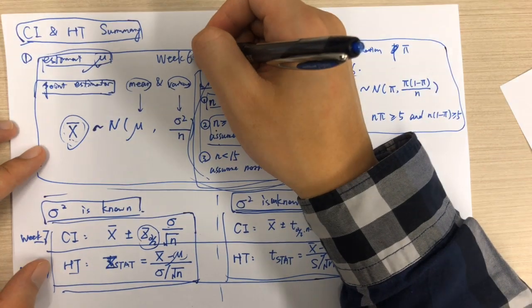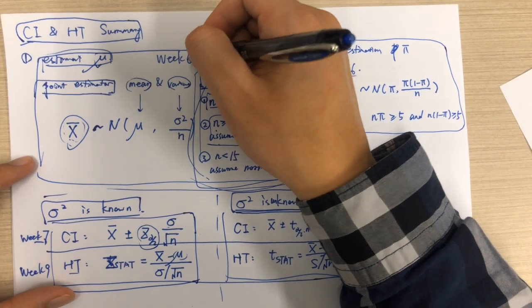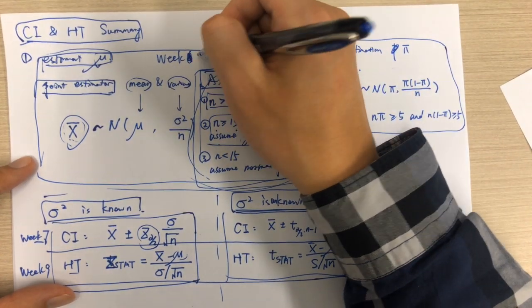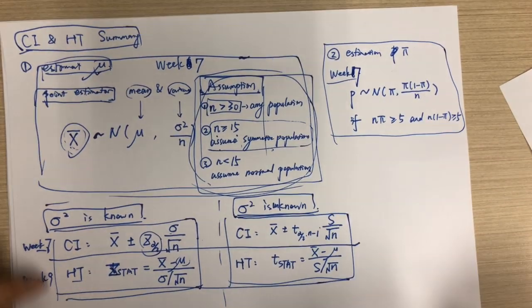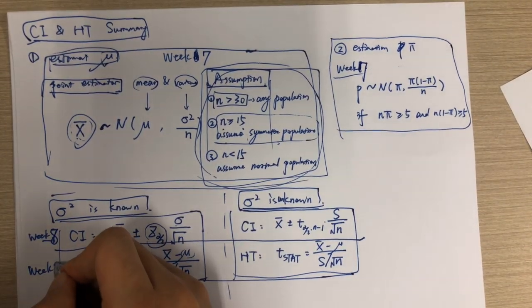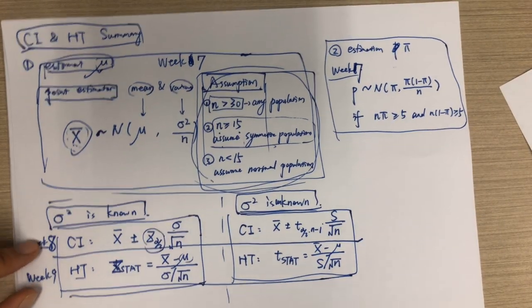Sorry. Week 6, 7, 9. Week 6 is about continuous distribution, right? Sorry, yeah, this is from week 7. So all of those come from week 7. And this is from week 8. And this is from week 9. Week 8, week 9. 7, 8, 9.